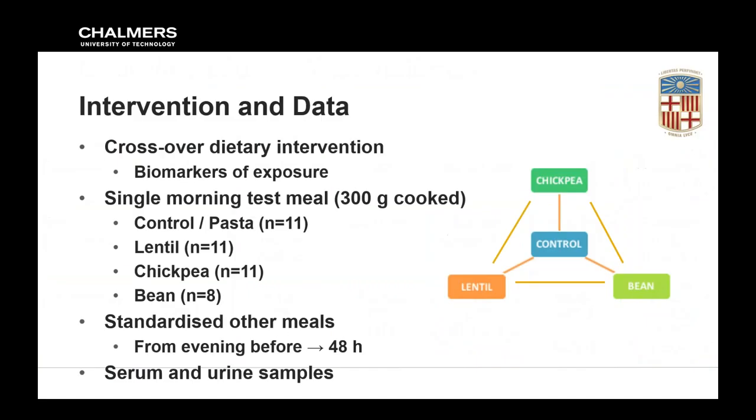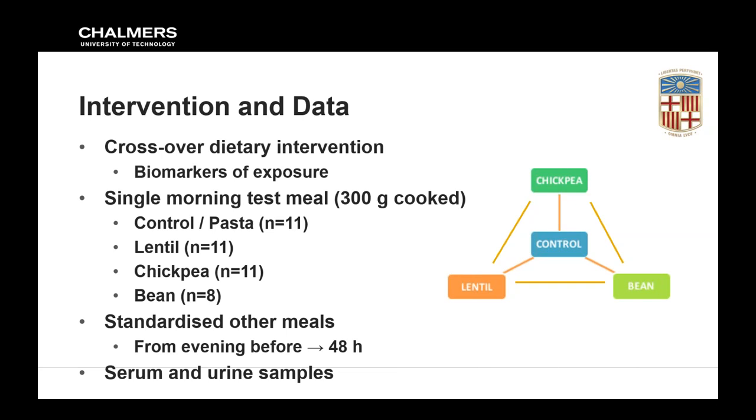All right, just to get a feel for the kind of problem that we've been working with, it's with the University of Barcelona, the group of Cristina Andres-Lacueva. They've been doing a dietary intervention and a crossover design to find biomarkers of exposure related to dietary pulses. It was a single morning test meal of 300 grams of cooked food product. The control was pasta, along with lentils and chickpeas, and there was also an extension of the trial which covered beans.